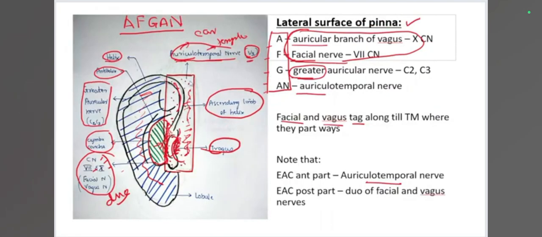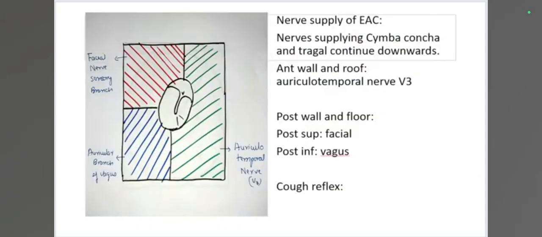Okay, even on the lateral surface also you have 3 areas and 4 nerves. 3 areas are most of the pinna, that is the posterior part of the helix and the lobule is supplied by the greater auricular nerve. The anterior part, the ascending crest of the helix and the tragus is supplied by the auriculotemporal nerve, is the second nerve, and the cymba concha is supplied by the duo of auricular branch of the vagus and facial. Okay, now we have completed the lateral surface and the medial surface.